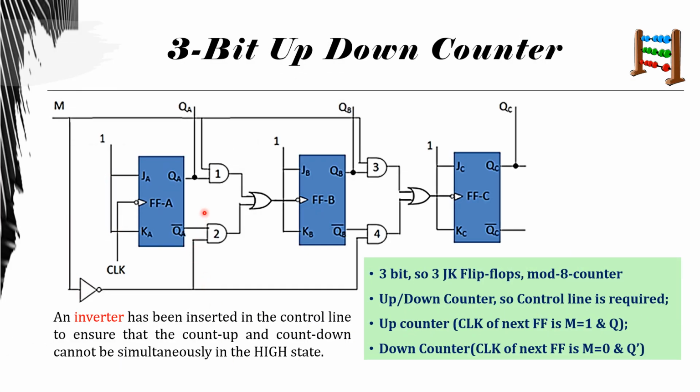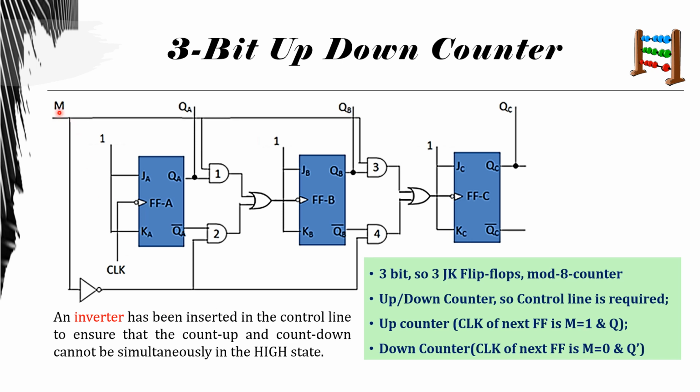We need to have both operations done. That is, we need to perform both up and down operation using a single counter. We need to have a control line. So here we are making use of a control line named M. This M stands for mode. This mode control line determines whether it is in the up mode or in the down mode.